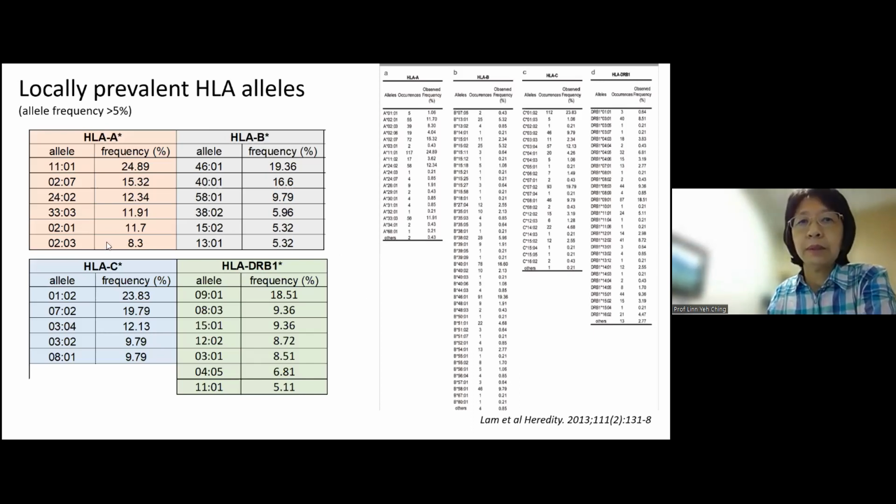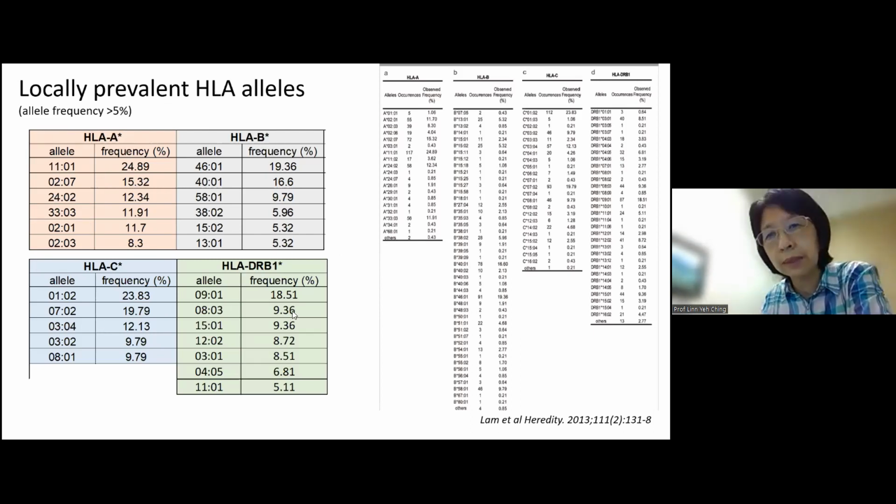This table on HLA allele frequency of Singapore Chinese is extracted from a paper from Dr. Ren Ichi's lab. It lists the HLA alleles with allele frequency of more than 5%. Let's call these locally prevalent HLA alleles. You can see it's a narrow spectrum, where the HLA alleles with frequency more than 5% are limited to only 6 HLA-A, 6 HLA-B, 5 HLA-C, and 7 HLA-DRB1 alleles.